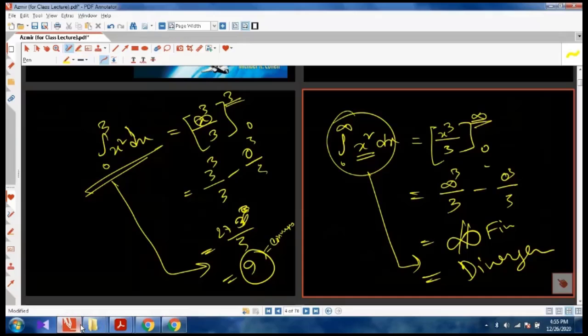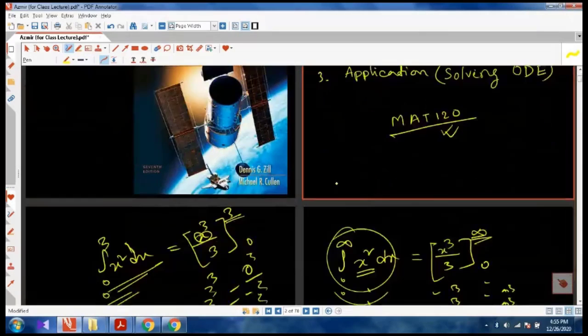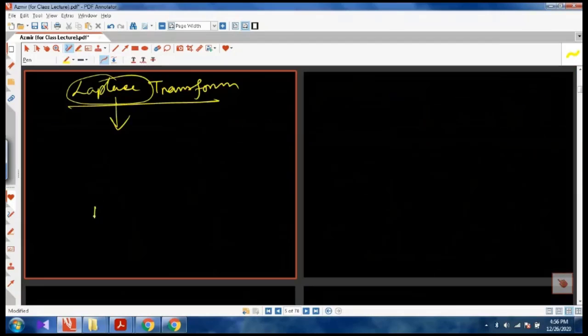So let's start with our first part. What is Laplace transformation? Actually, Laplace transformation is named after the mathematician Pierre-Simon de Laplace.